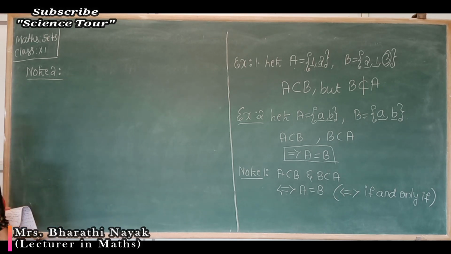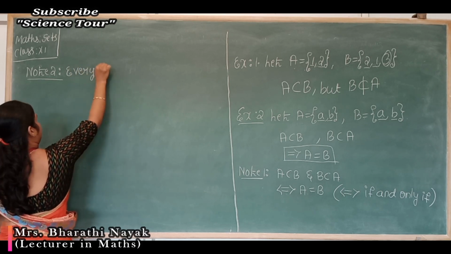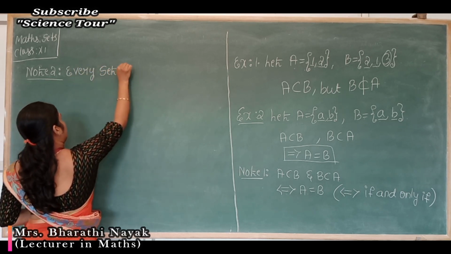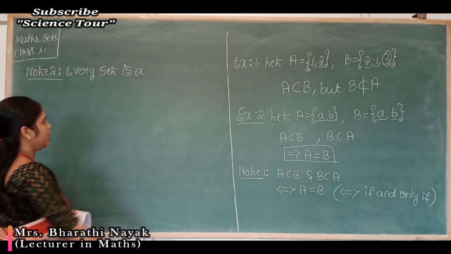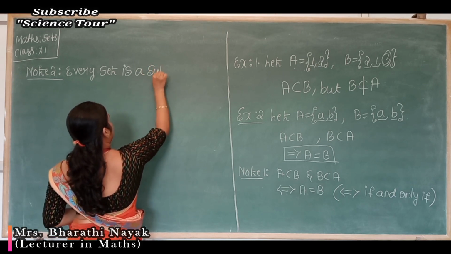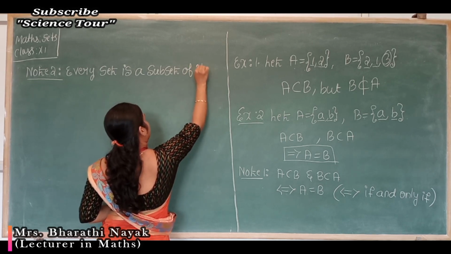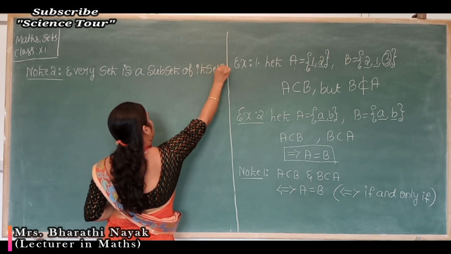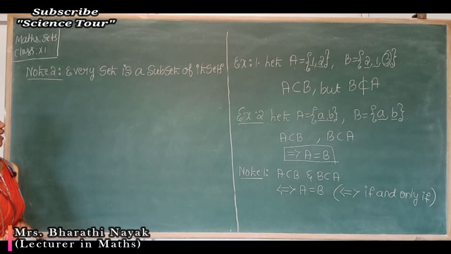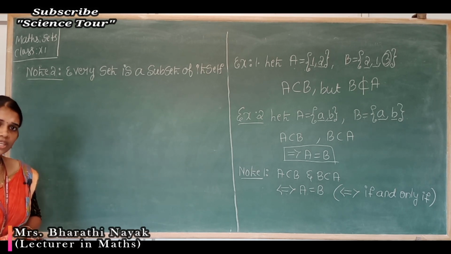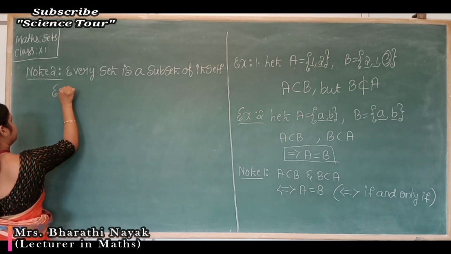According to note number 2, every set is a subset of itself. So what is the meaning of this? Every set is a subset of itself. What is the meaning of this? I will consider one example.